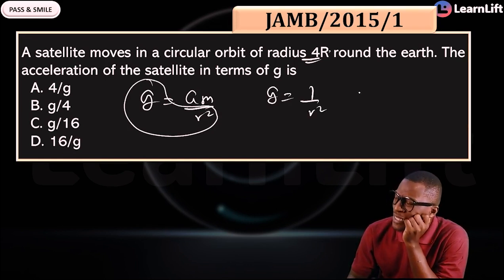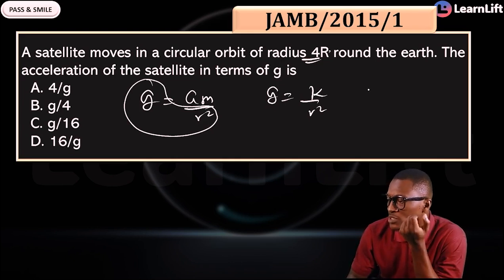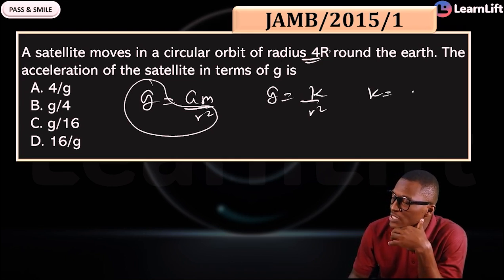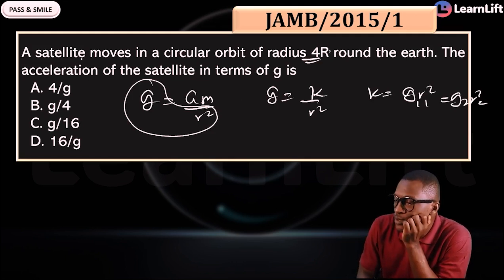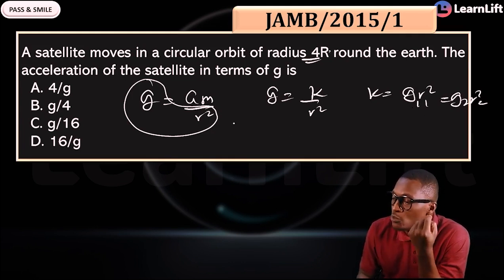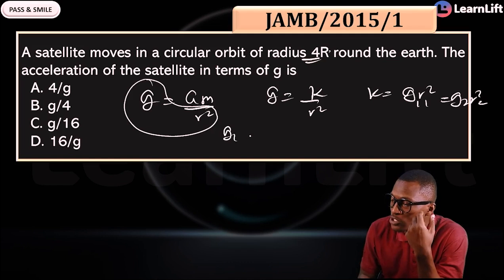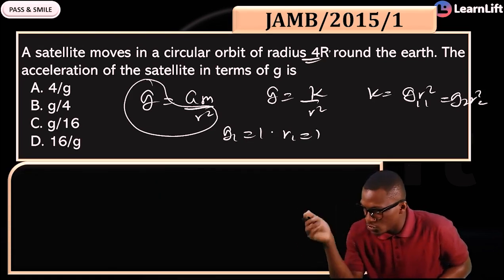So from here now we can say that g, if you make that of the formula, let's call this constant. So we can say k is equal to g r squared. So this will be g1 r1 squared is equal to g2 r2 squared. Since they say the satellite moves in a circular orbit of radius 4r, we are going to take our g1 and r1 to be 1. That means g1 will be equal to 1, r1 will be equal to 1. I told you, if they don't give you, take them as 1, 1. Do you understand?